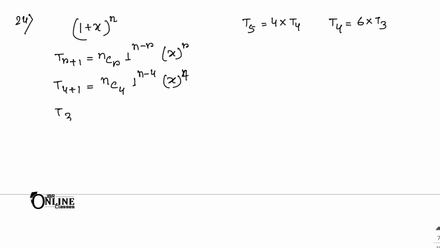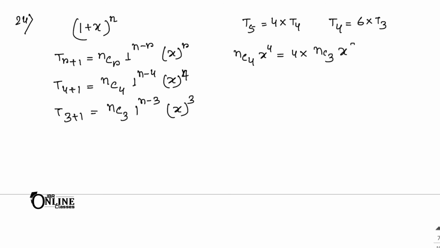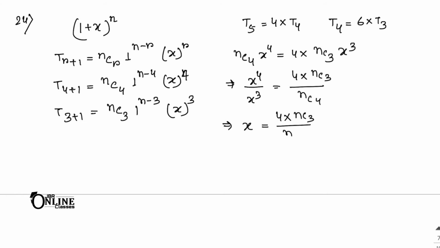Now for T4 it will be 3 plus 1. So here nC3, 1 to the power n minus 3 and x to the power 3. Now according to the problem, you can write down here nC4 x to the power 4 is equal to 4 into nC3 x to the power cube. That means x to the power 4 by x cube is equal to 4 into nC3 divided by nC4. So finally you can write x equal to 4 into nC3 divided by nC4. Call it number 1.